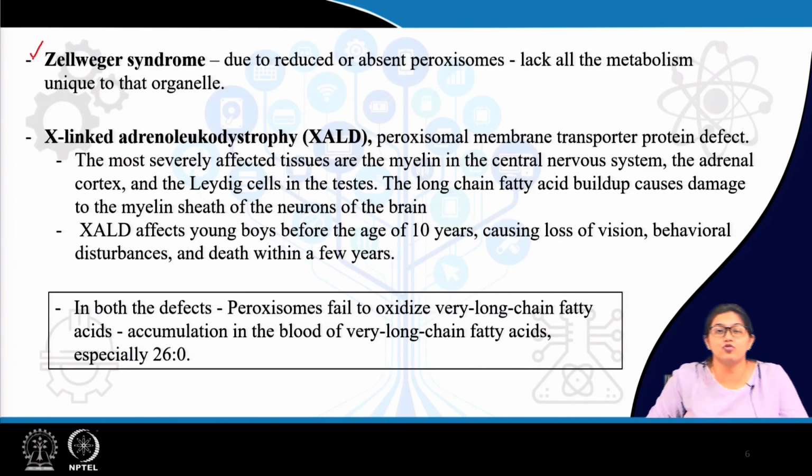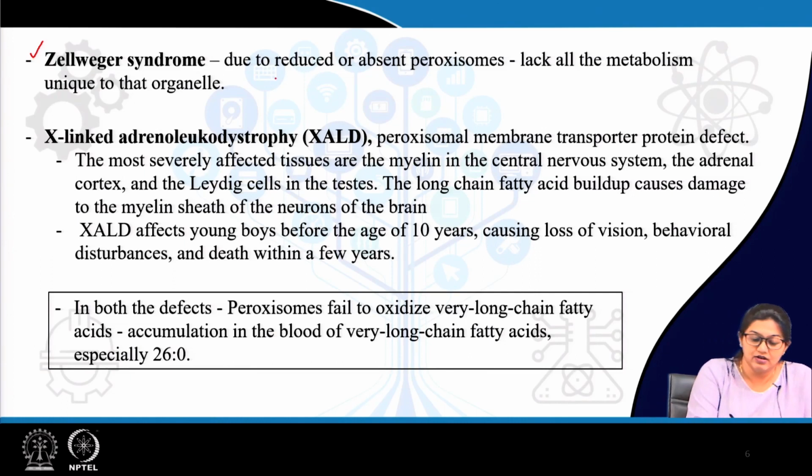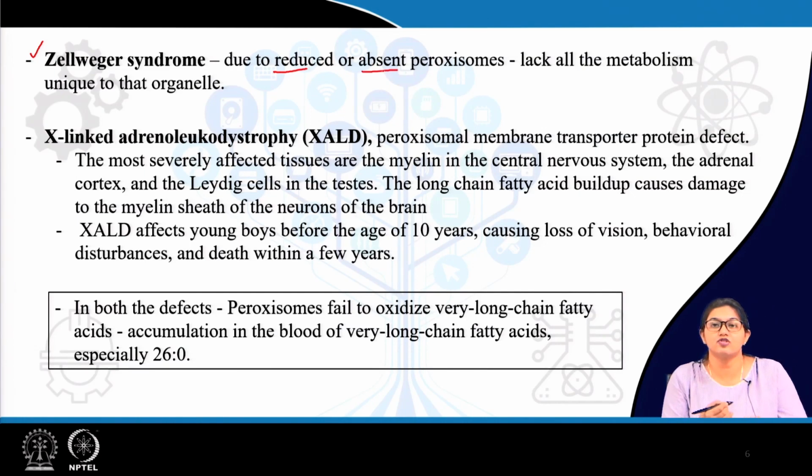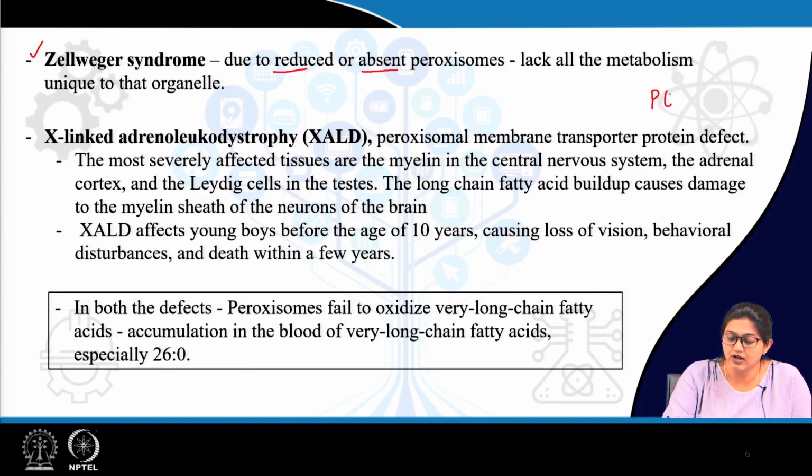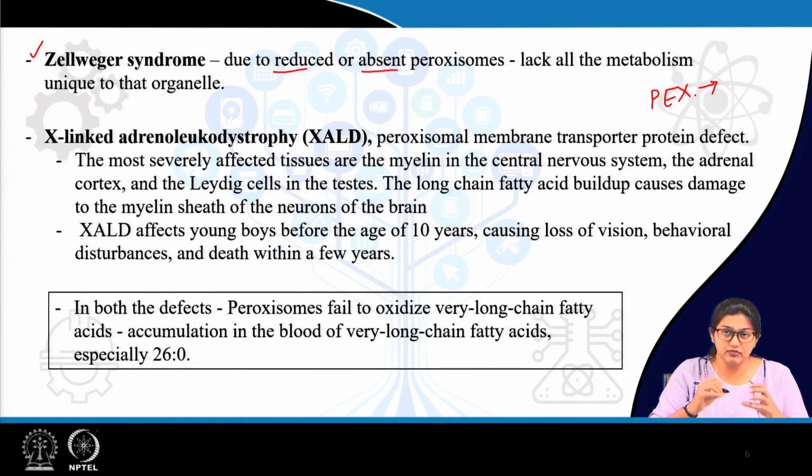Zellweger syndrome is related to absence or reduced peroxisomes in the cell. So, either the peroxisomal content is reduced or there is complete absence of peroxisomes. Now, what happens is there are a few genes, PEX genes basically. Those PEX genes synthesize a specific protein which causes organization of the peroxisome.